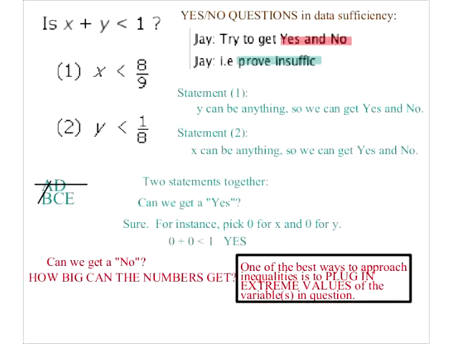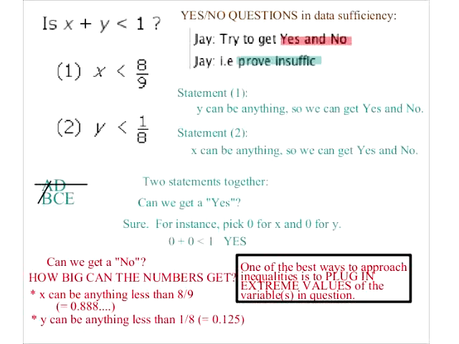Well, x can be anything less than 8/9, which Rajul expands as a decimal. You don't have to expand it as a decimal if you'd rather think about fractions, but it's nice to think about this in different ways. Similarly, y can be anything at all less than 1/8, which is 0.125. And so that's where we get this from.